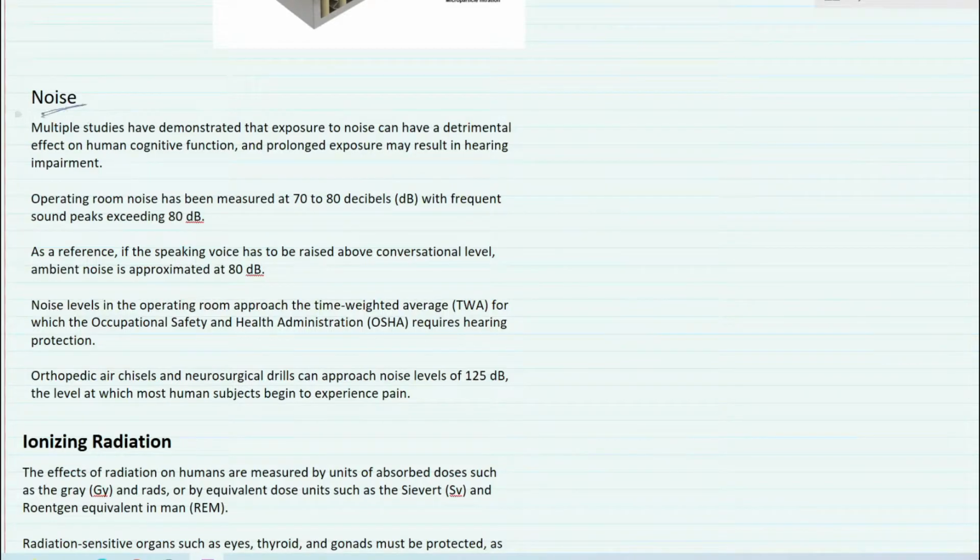Now, noise. Multiple studies have demonstrated that exposure to noise can have a detrimental effect on human cognition as well as hearing. Prolonged exposure to great levels of noise can also lead to hearing impairment. And in the operating room, the noise level exists between 70 to 80 decibels, with frequent sound peaks exceeding 80 decibels. So this is an average, actually a time weighted average that we see.